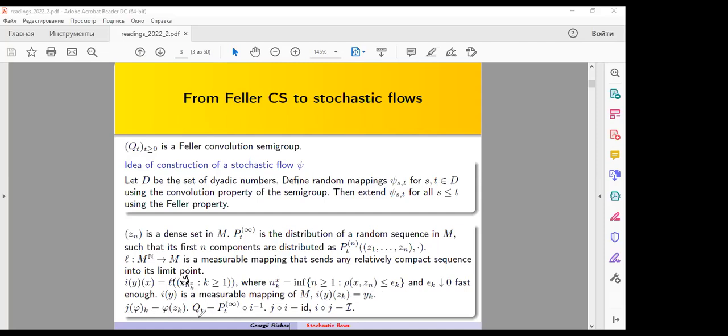So the Feller convolution semigroup was defined as the image of P infinity t under mapping I. Also, we have two properties: that J composition I is identity, and I composition J is a measurable presentation of Q. Okay.